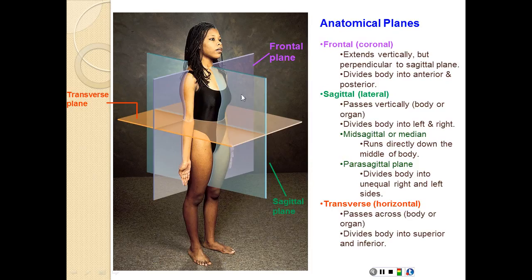Now we'll look at the sagittal plane. This is the sagittal plane, and that's going to divide the body into left and right. Thinking of the word sagittal, S for side, left side from the right side. Hope you guys remember that.